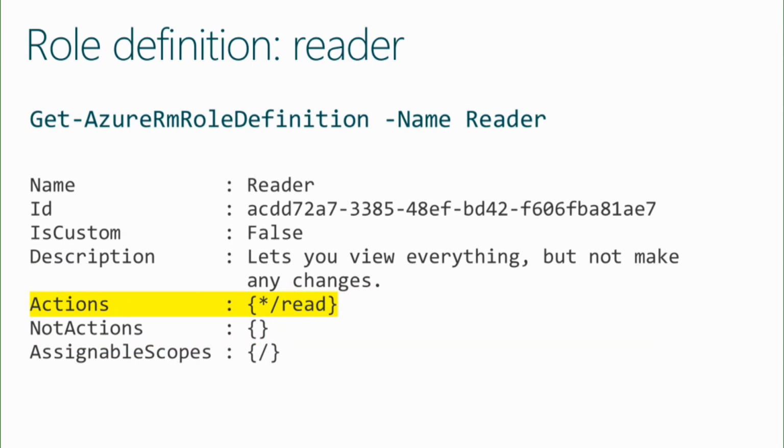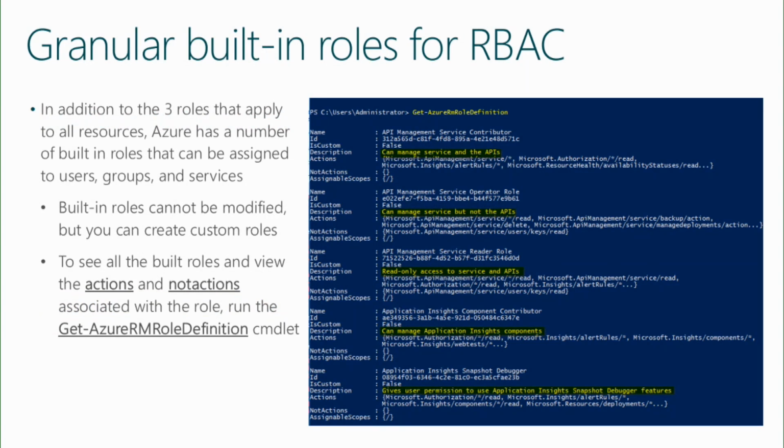Here's an example of a reader. Any resource, any scope, but you can simply read. And then you can look at this, in great detail using PowerShell. So there's a command called Get-AzureRmRoleDefinition, which will list all the roles and show you the details of the individual actions that role can perform.